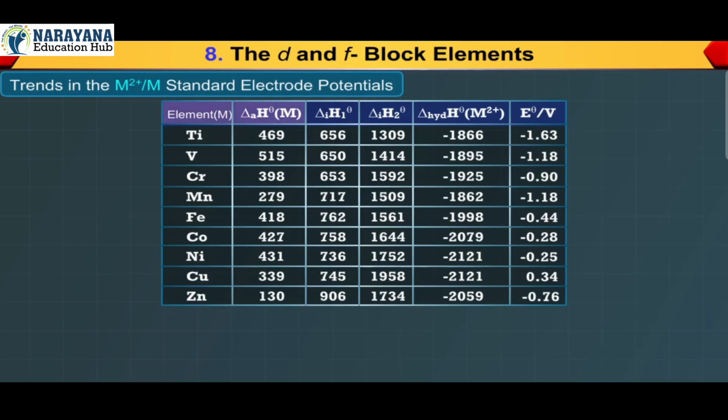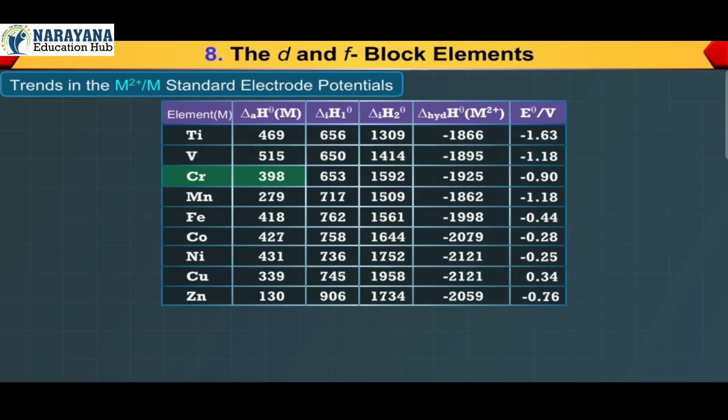Element M, ΔaH°, ΔiH°1, ΔiH°2, ΔhydH° of M2+, E°/V. Titanium: 469, 656, 1309, −1866, −1.63. Vanadium: 515, 650, 1414, −1895, −1.18.